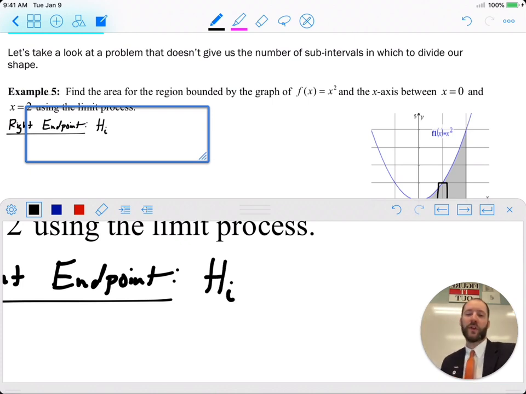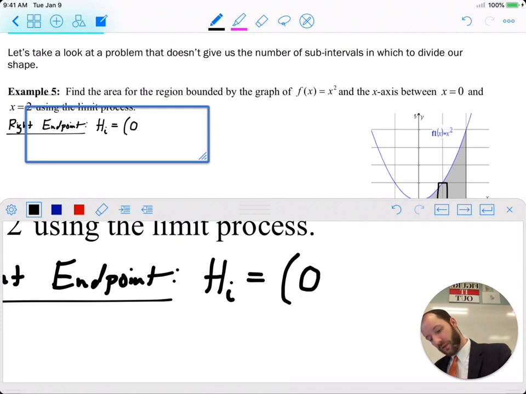Now our height for the ith rectangle. Remember, i is which one you're finding. So the first, the second, the third, the infinitely many. So the height is x squared, right? Now depending on where you are, x squared is different. If you're at the origin, x squared is 0. If you're at half, x squared is 1/4. If it's 1, x squared is 1. So our rectangles are going to start at 0. But then we'll be at the ith rectangle of our interval, 2 over n.